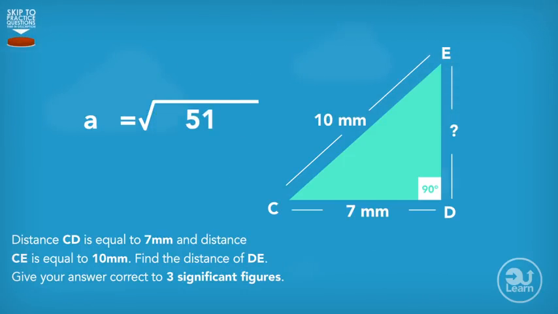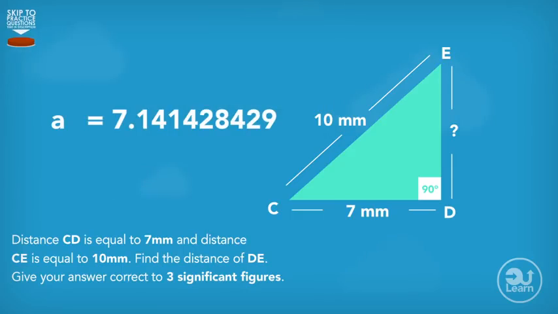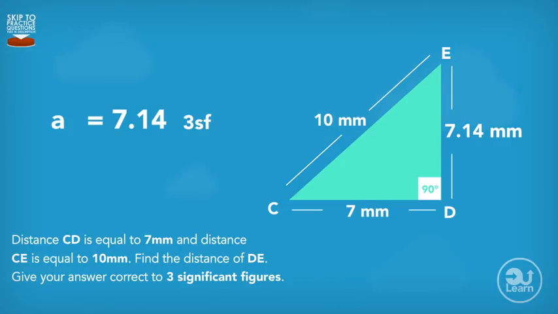To find the value, all we do now is square root 51 with our calculators. The value that is presented on your calculator should be this long decimal number. Now remember, the question asked to give the answer correct to 3 significant figures, so the final value is the first 3 numbers of the answer, which is 7.14 millimeters.